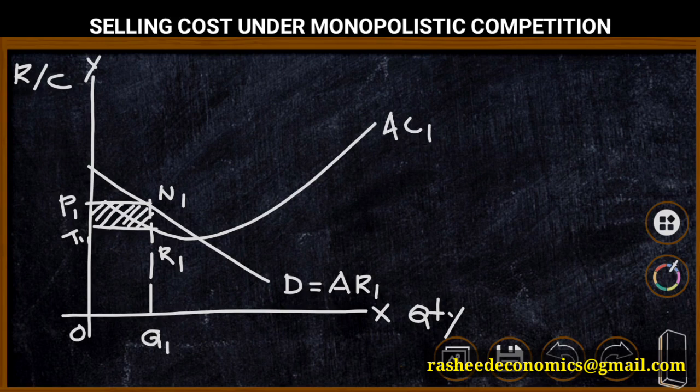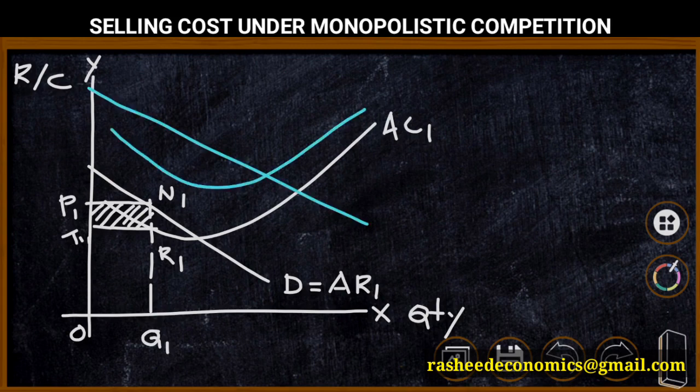Now we are going to consider what happens if there is advertisement or selling cost. We know that when selling cost is incurred, the average cost curve will increase, and along with the increase in average cost, revenue also will increase. The demand curve will shift rightwards. After the imposition of selling cost, this demand curve shifts rightward, upward. This is the new demand curve AR2, which is equal to D2, and there is a new cost curve with the imposition of selling cost. This is average cost plus selling cost.